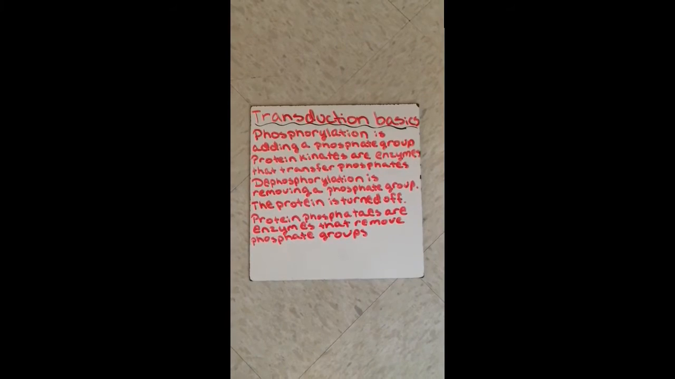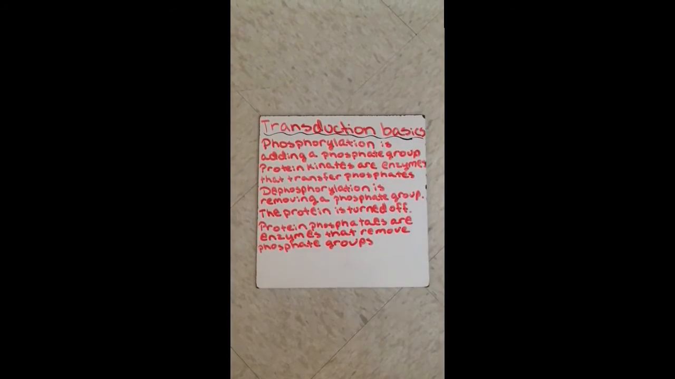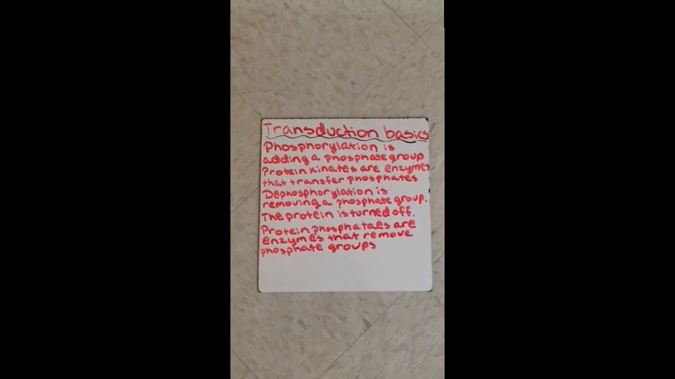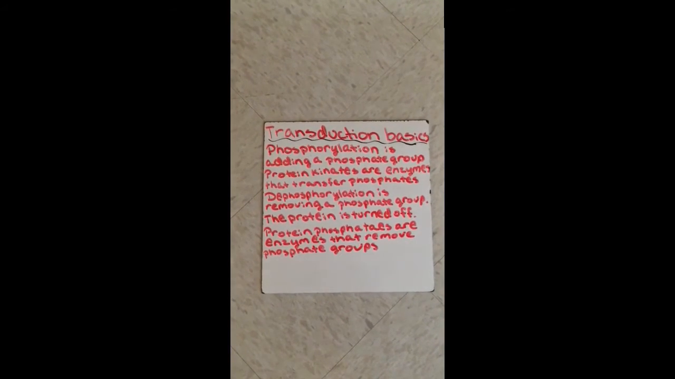Transduction basics. Phosphorylation is adding a phosphate group. Protein kinases are enzymes that transfer phosphates. Dephosphorylation is removing a phosphate group. The protein is turned off. Protein phosphatases are enzymes that remove phosphate groups.